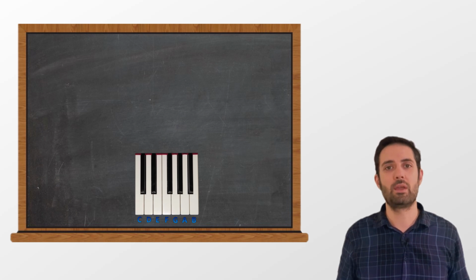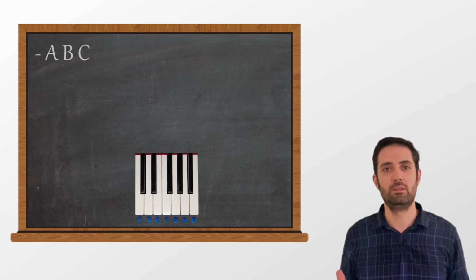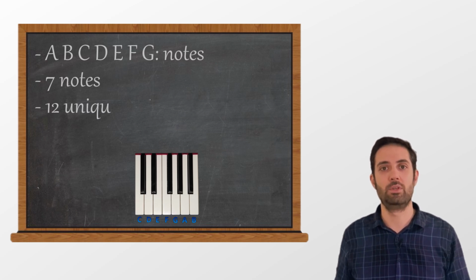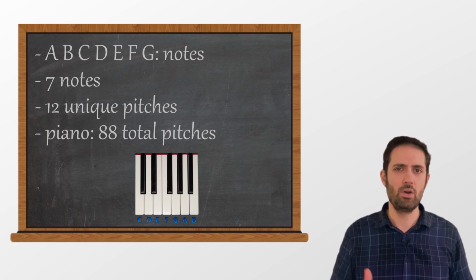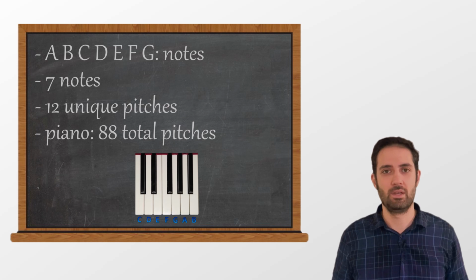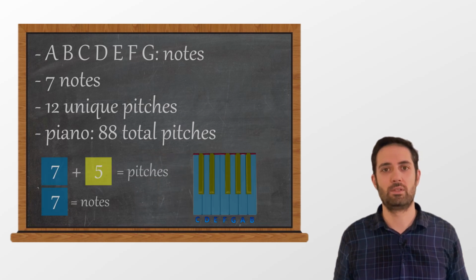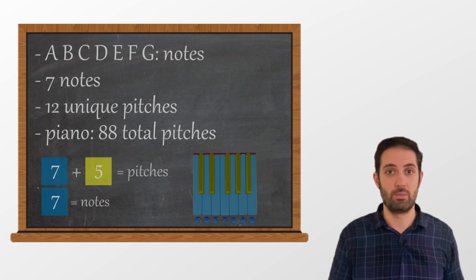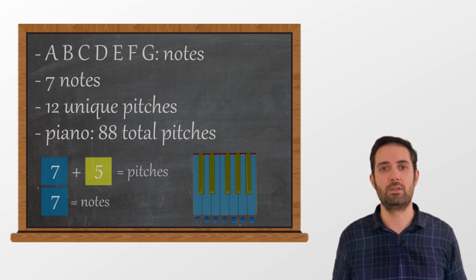In music, we say that A, B, C, D, E, F, G are the names of the notes. So there are 7 notes and 12 unique pitches. Now, it is not really important to understand the difference between notes and pitches. Pitches are the unique sounds, and that is what matters. The notes are just the names of 7 of them, corresponding to the white keys on the piano. The remaining 5 pitches, corresponding to the black keys, don't have a unique name.